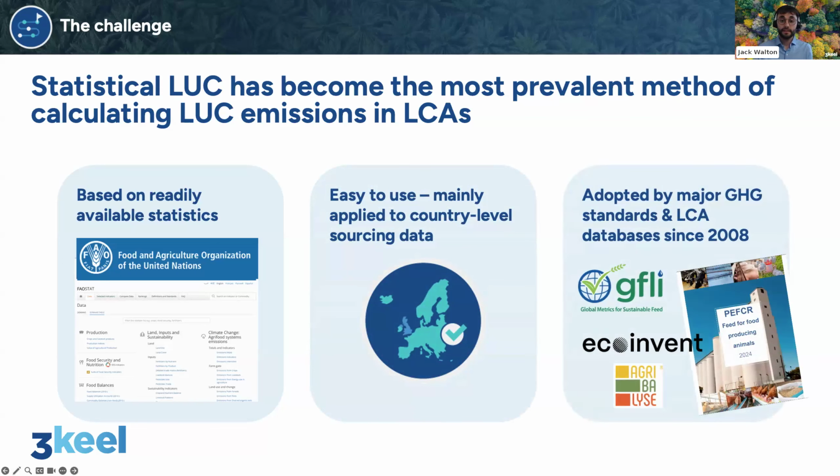And because these emissions factors are relatively easy to apply and statistical land use change is an acceptable approach in the major greenhouse gas standards, it's by far the most prevalent method used in GFLI, EcoVent, and AgriPolize. They will all use statistical land use change in their land use change emissions factors that are embedded within other emission factors.